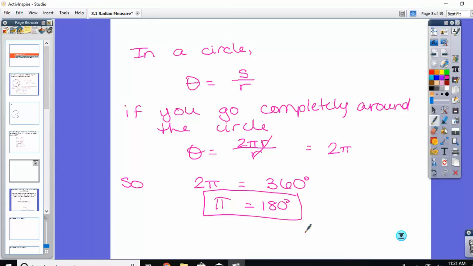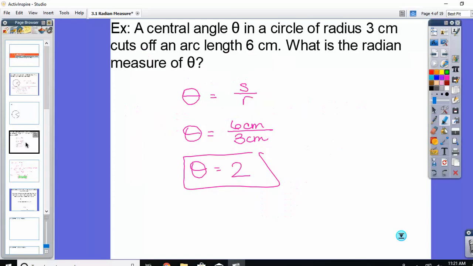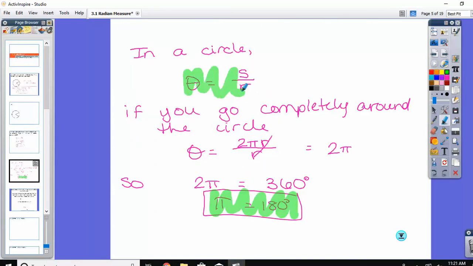So most of this was me trying to justify why it is. But what you need to know is theta equals S over R, and you have to know that pi is equal to 180 degrees. Those are the key things so far. So now we're going to start converting between the two.